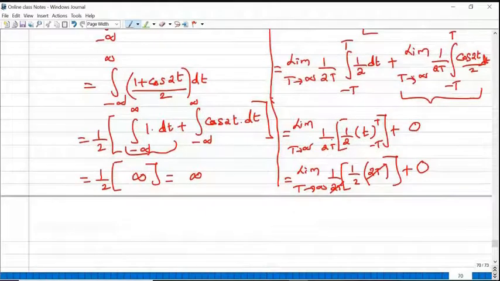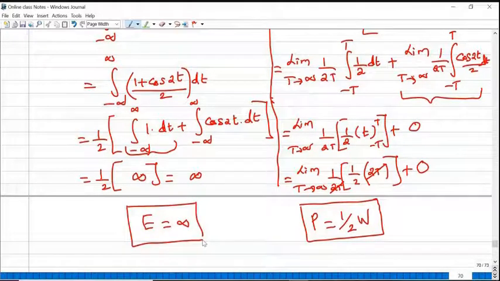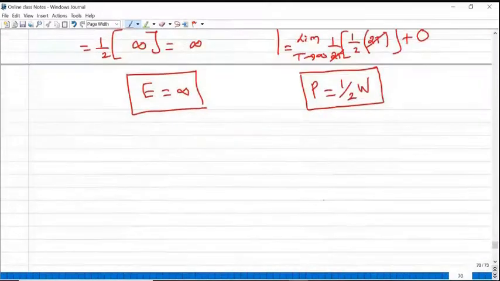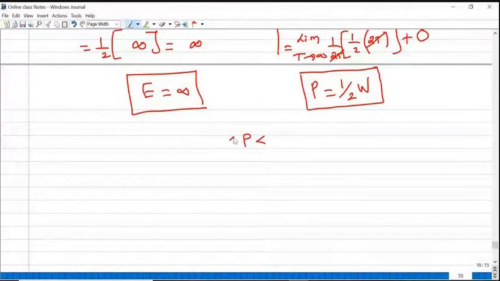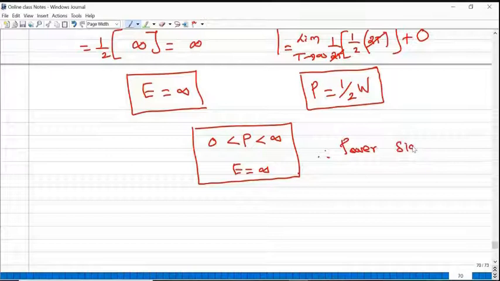Now the power of this particular signal is 1 by 2 watts. The energy of this signal is infinite. So the power of this signal is finite and the energy of the signal is infinite. Therefore, this signal is a power signal. What is the definition of a power signal? The power of the signal must be finite, and the energy of the signal must be infinite. Therefore, the given signal is a power signal.